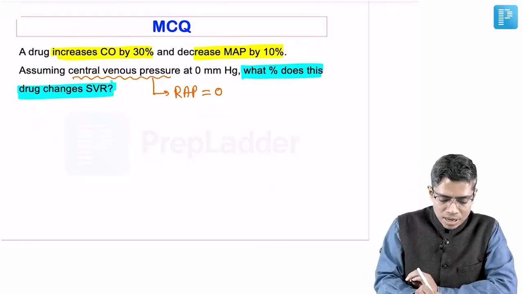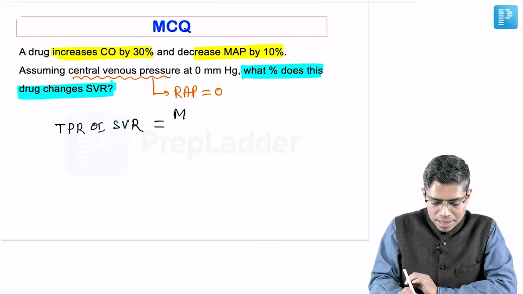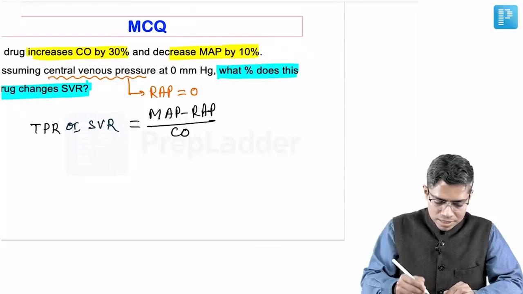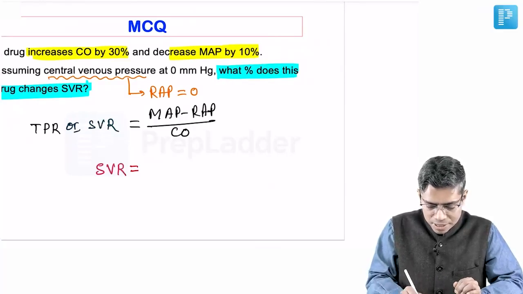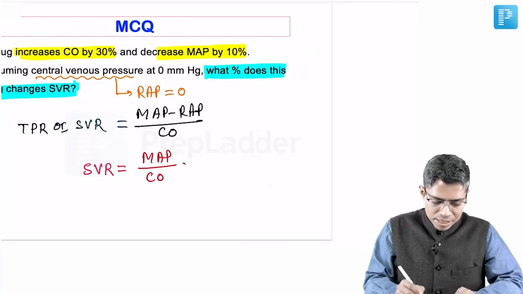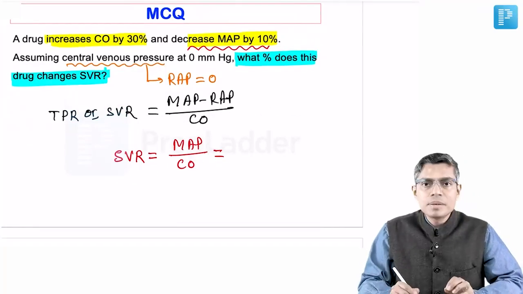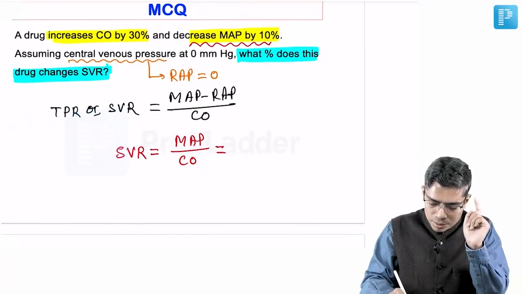So basically, we have to apply the formula of TPR, or systemic vascular resistance, which is equal to MAP minus RAP upon your cardiac output. But because RAP here is 0, that is given, I can easily understand that here I have to apply this formula: SVR is equal to MAP upon your cardiac output. Now MAP, it is given that it is decreased by 10%. So 10% decrease means if the original MAP is 1, then after decrement it is now 0.9.